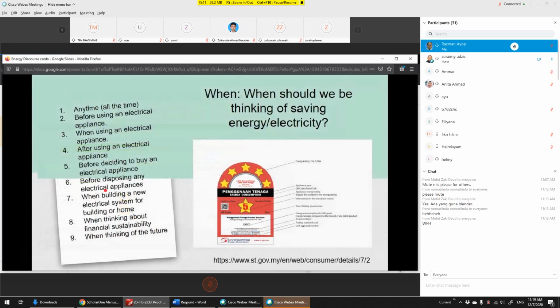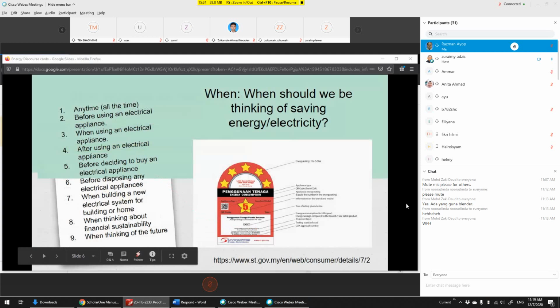Number 9, nampak macam simple. When should we think of energy saving? When we think of the future, right? So most of us have families, all right? You have your next generations.